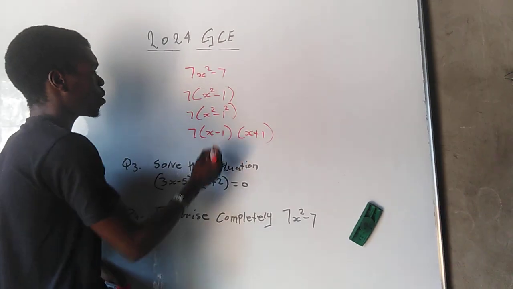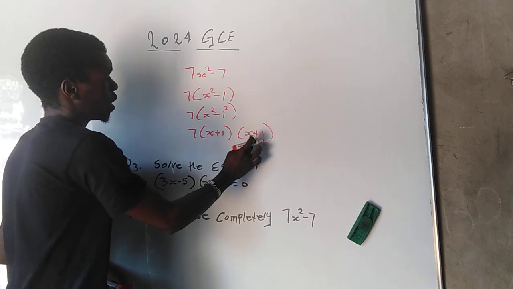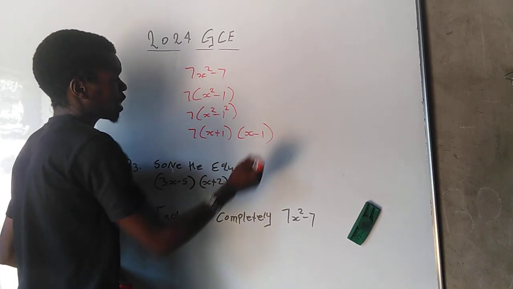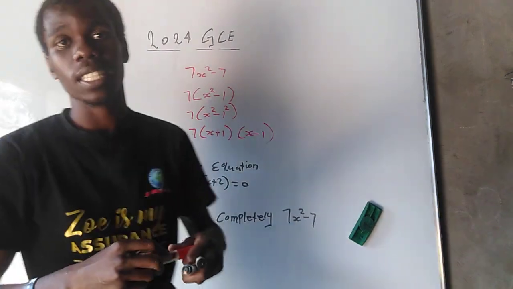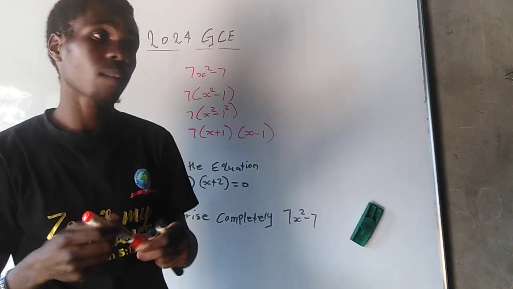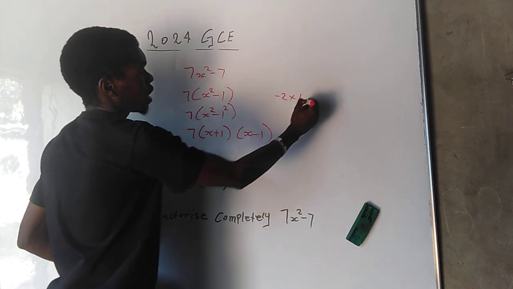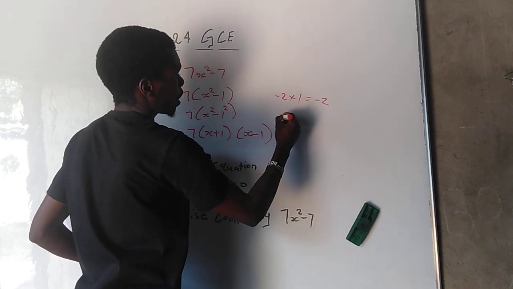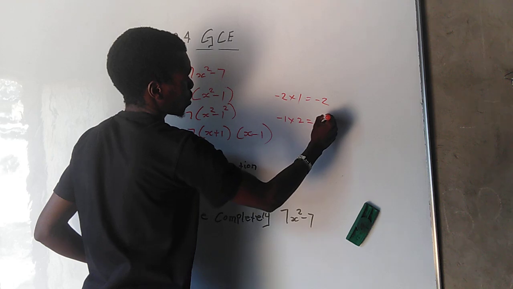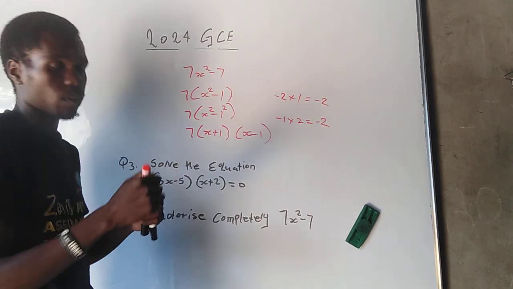It doesn't matter if you want, you can say a positive 1 here. If you want, you can say a minus 1 here. It doesn't matter. Remember the law of mathematics. Negative 2 times 1, it's a negative 2. What about negative 1 times 2? It's also a negative 2. So there's nothing wrong with that.